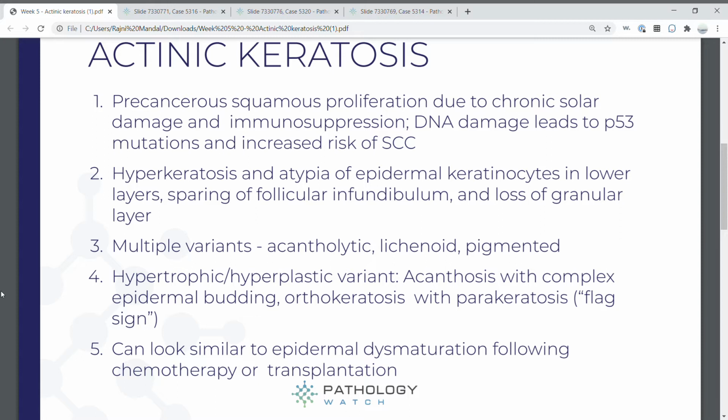There are multiple variants, such as the acantholytic, lichenoid, and pigmented variants. There are the hypertrophic and hyperplastic variants, which show acanthosis with complex epidermal budding, orthokeratosis, and parakeratosis. This is known as a flag sign. Actinic keratoses can look similar to epidermal dysmaturation following chemotherapy or radiation, so clinical correlation is essential.